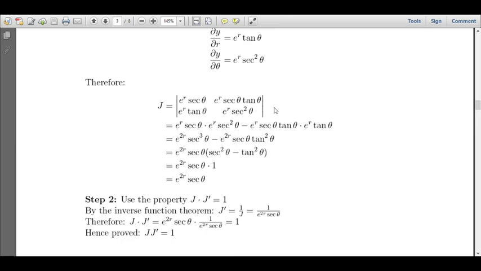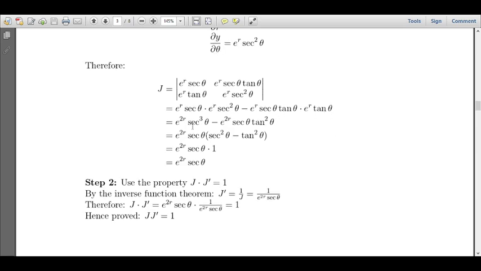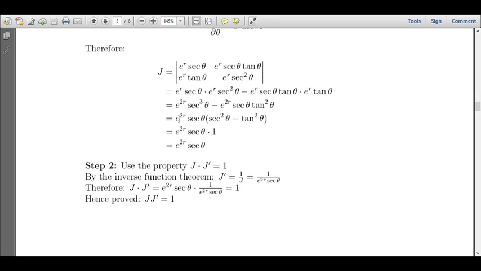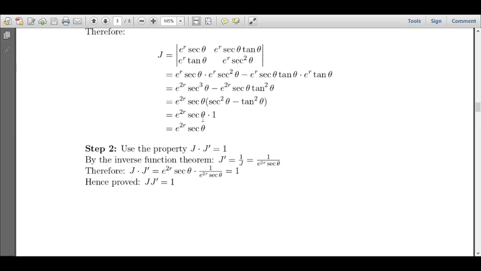Substitute in the Jacobian. J equals, expanding this, e power r secant theta into e power r secant square theta minus e power r secant theta tan theta into e power r tan theta. This is e power 2r secant cube theta minus e power 2r secant theta tan square theta. Now this is e power 2r. For the first and second terms, take secant theta common: secant theta into secant square theta minus tan square theta. So this is e power 2r into secant theta.